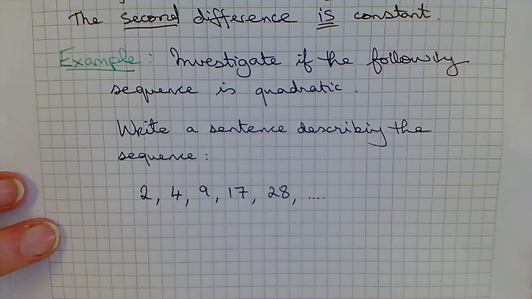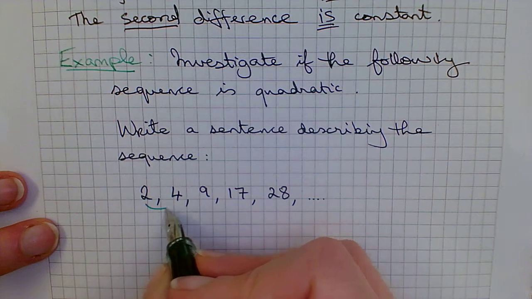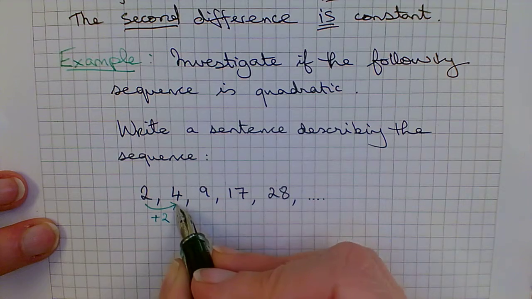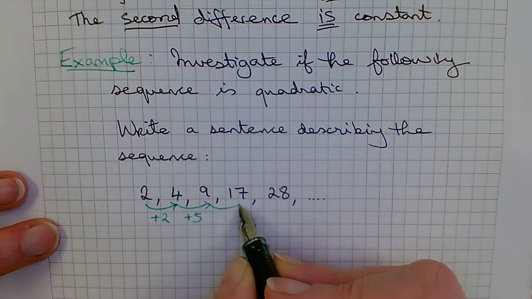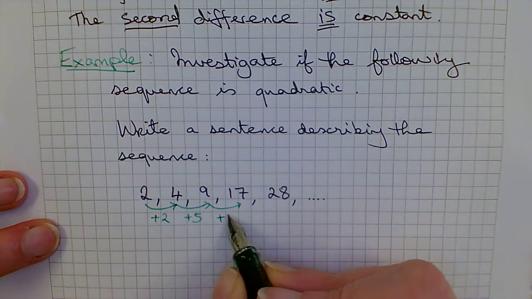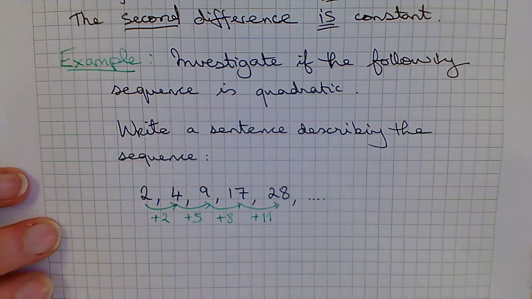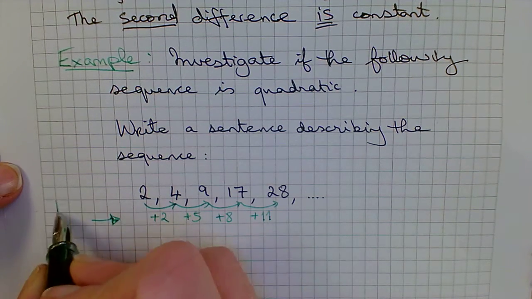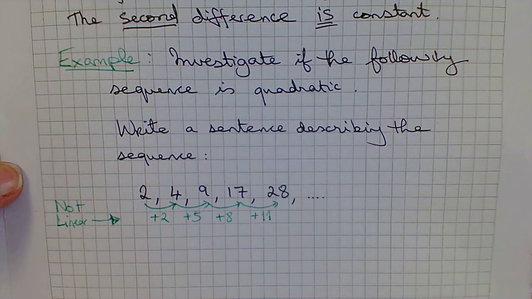Okay, so we're to investigate if this sequence is quadratic. The first thing we're going to do is check the difference between the terms. To go from 2 to 4, I added 2. To go from 4 to 9, I added 5. To go from 9 to 17, I added 8. And to go from 17 to 28, I added 11. So we can clearly see this is not linear because the first difference is not constant. This is not a linear pattern.